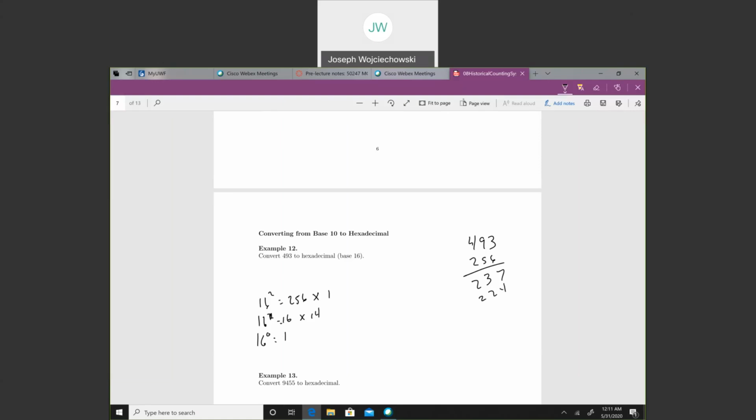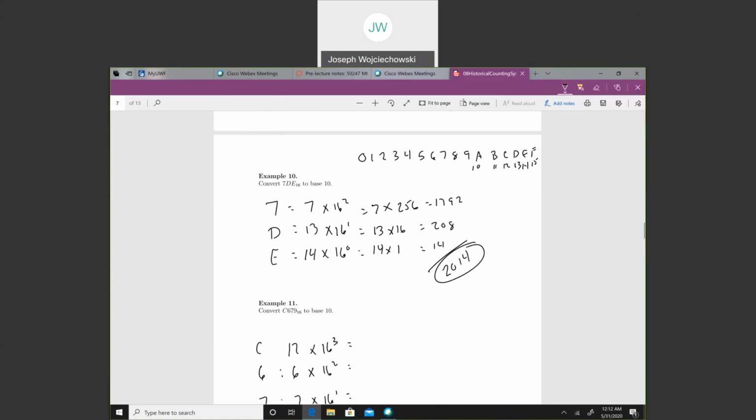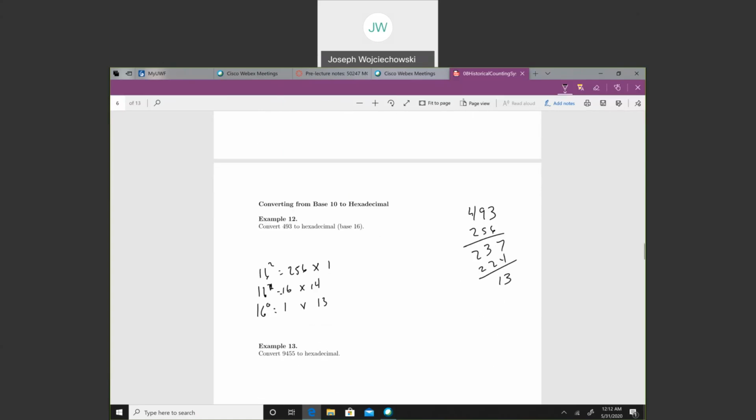224. And 1 will go up, remainder of 13, and 1 will go into 13 13 times. So 13 was what? D? This is D, that makes 14E, and this is just simply 1. So our number is 1ED base 16.